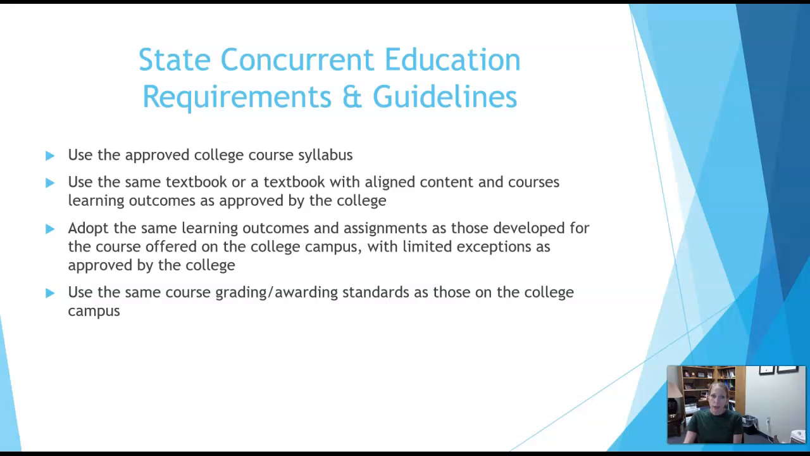You have to also use the same textbook or at least a textbook that aligns with the content and course learning outcomes that are approved by the college. Third, you have to adopt the same learning outcomes and assignments as those developed for those course learning outcomes that are offered on the college campus. There are some limited exceptions, and your faculty liaison can help you determine where an exception may be allowed. You have to use the same course grading and awarding standards as those on the college campus.